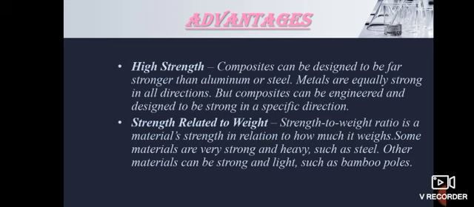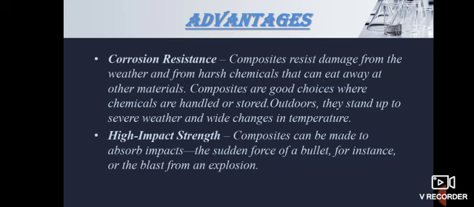The next one is strength related to weight. Strength to weight ratio is a material's strength in relation to how much it weighs. Some materials are very strong and heavy, such as steel. Other material can be strong and light, such as bamboo poles. The next one is corrosion resistance. Composites resist damage from the weather and from harsh chemicals that can eat away at other materials. Composites are good choices where chemicals are handled or stored. Outdoors, they stand up to severe weather and wide changes in temperature.